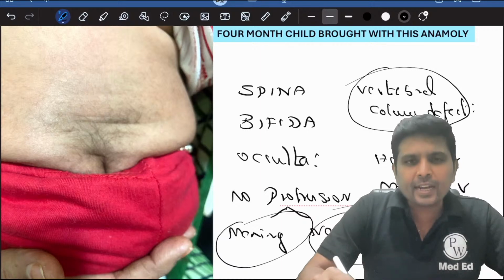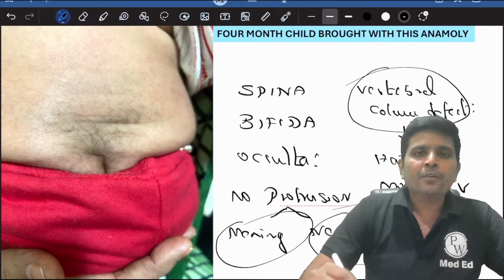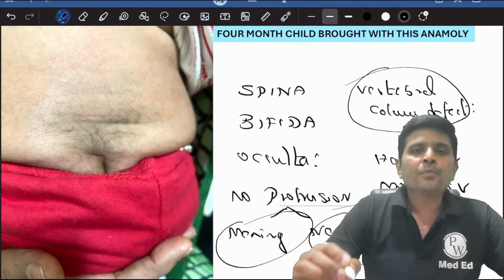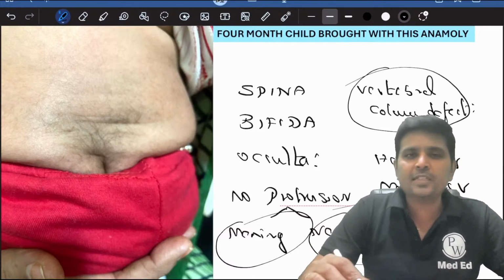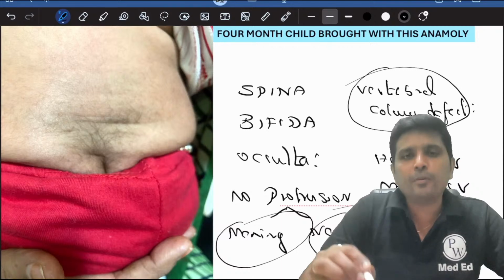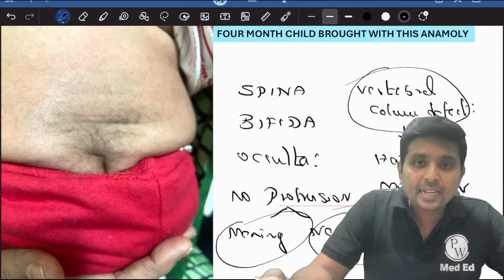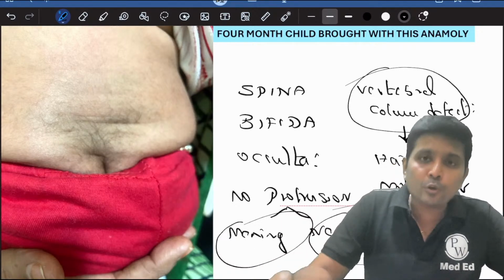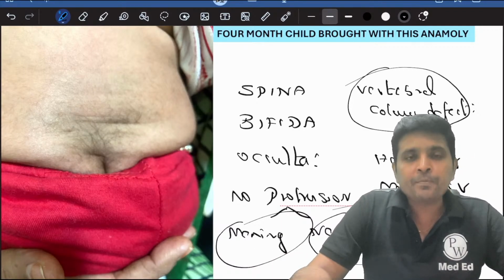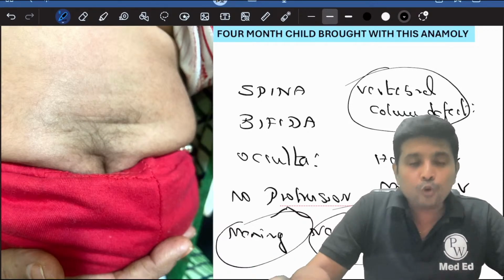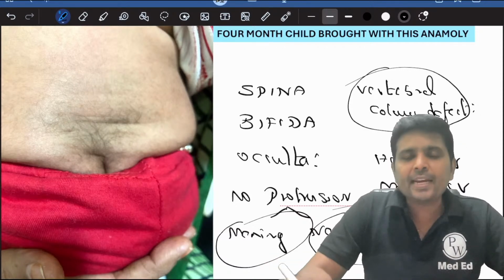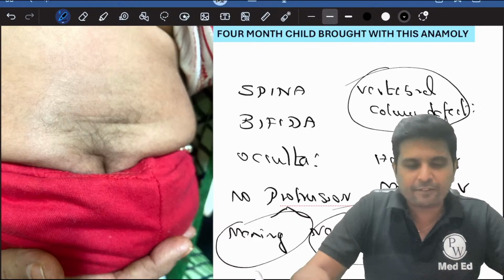Folic acid has to be given for every mother during the periconceptional period. Periconceptional period means 1 month before conception and 2 months after conception. That is 0.4 milligram that you need to give. But when there is a previous history of neural tube defect, when the mother has one more child affected by neural tube defect, then you need to give 10 times the dosage. That means 4 milligram per day, 2 months before and 3 months after conception. This is the treatment regarding folic acid with respect to spinal cord defects.